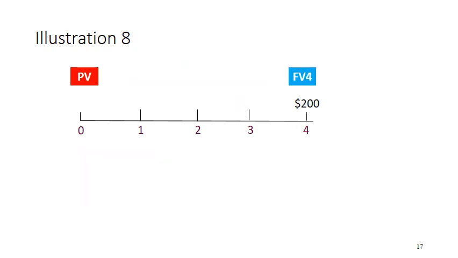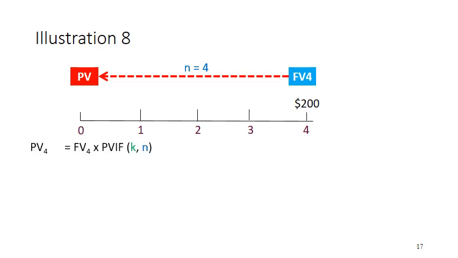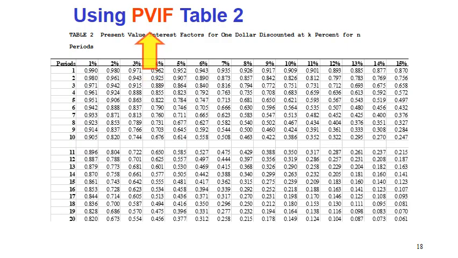Moving on to FV4. Find the present value for FV4. It has 4 discounting periods, so N is 4. So use the table formula, substitute the figures in, refer to PVIF table. Repeat again, PVIF table. Please make sure that you have the correct table.